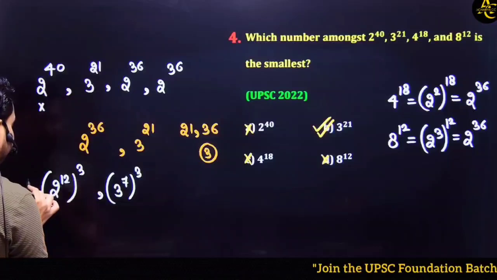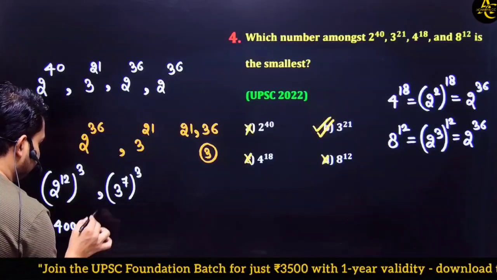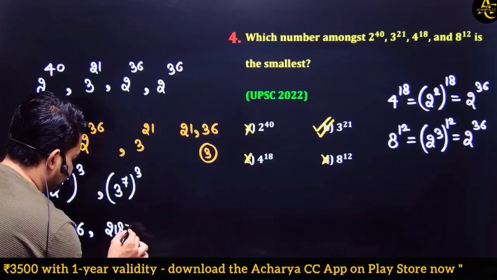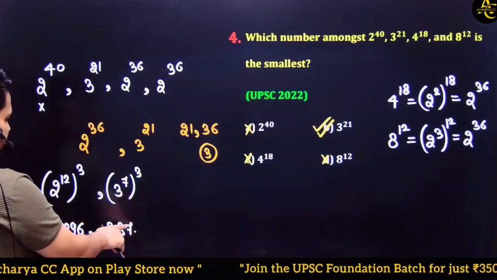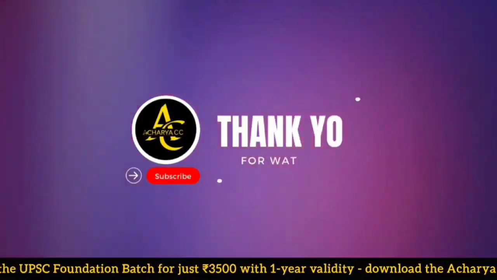2 to the power 12 is 4096, and 3 to the power 6 is 2187. So this one is the smallest. Next.